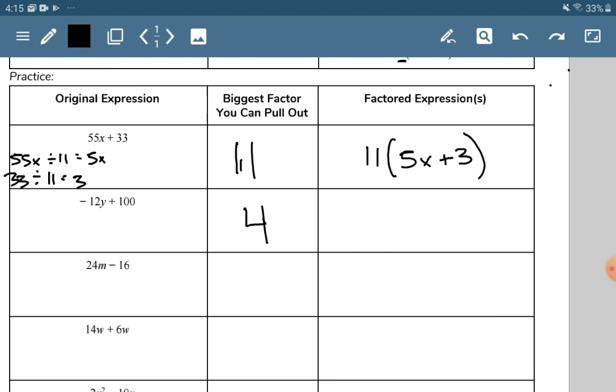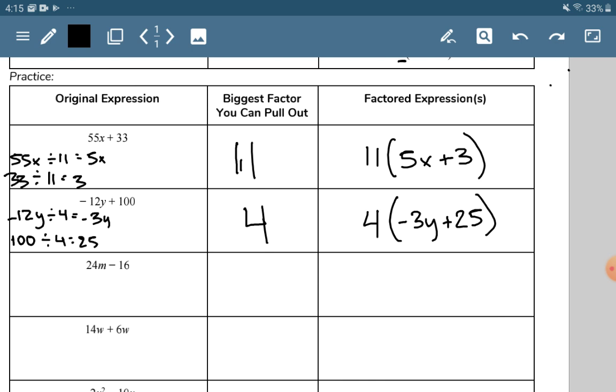Since I am pulling the 4 out, the 4 is going to go on the outside of the parentheses. And then I'm going to actually divide to get the inside value. So that's a negative 12y divided by 4. Well, negative 12 divided by 4 gives me negative 3, and then I have the y term. So on the inside of my parentheses, I'm going to put negative 3y. And that's a positive or a plus 100. So when I take a positive 100 and divide by 4, I get a positive 25. Since it is a positive 25, I'm going to write plus 25 and close my parentheses. That is now my factored expression.